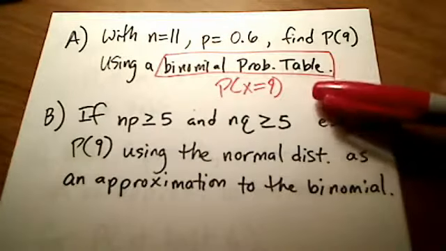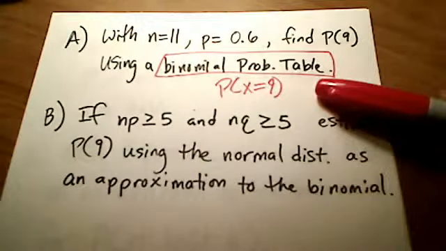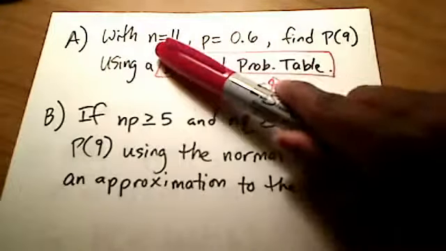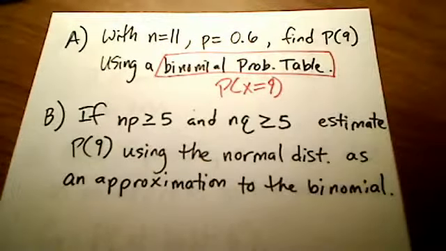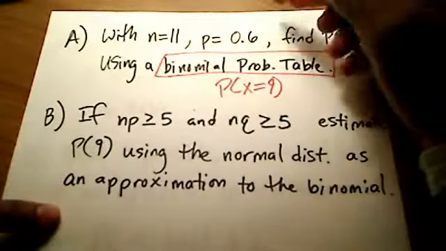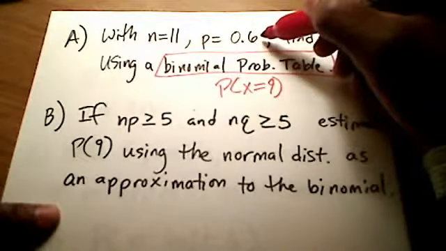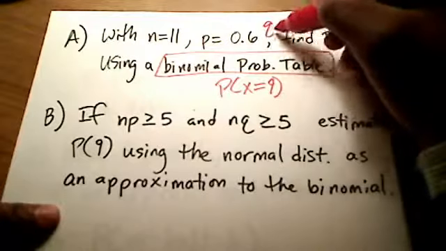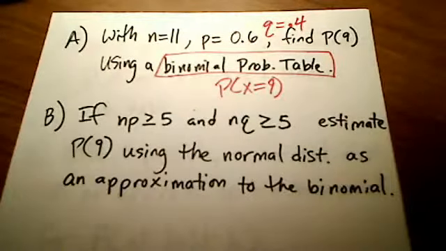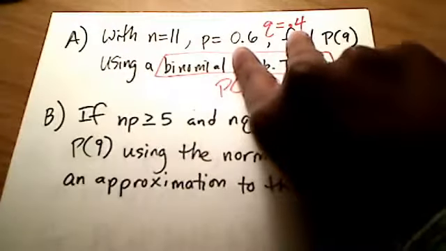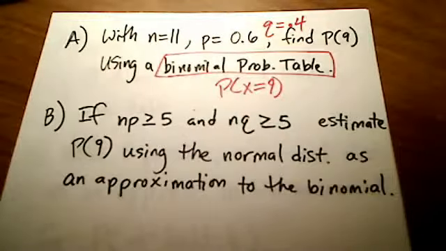But let's first figure out how part A works, with n equal to 11 and my probability of success 0.6. What they didn't tell you, but you can easily assume, is that the probability of failure is 0.4, because these two values are complements of each other. Okay, so I'm going to use the table that's in the back of my book.